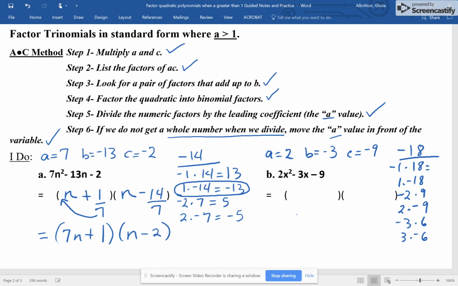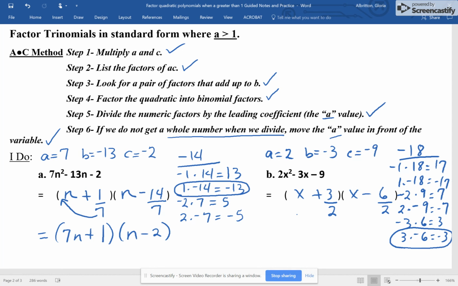Now here we get 17. This gives us negative 17. Here we get 7, negative 7, 3, and negative 3. We're looking for negative 3, so this is the pair that we're going to use. So we're going to break this into our set of binomial factors. We'll have our x times x for the x squared, and then we've got a positive 3 and a negative 6. Then the step that tells us to divide each of these factors by the leading coefficient, which is your a value.